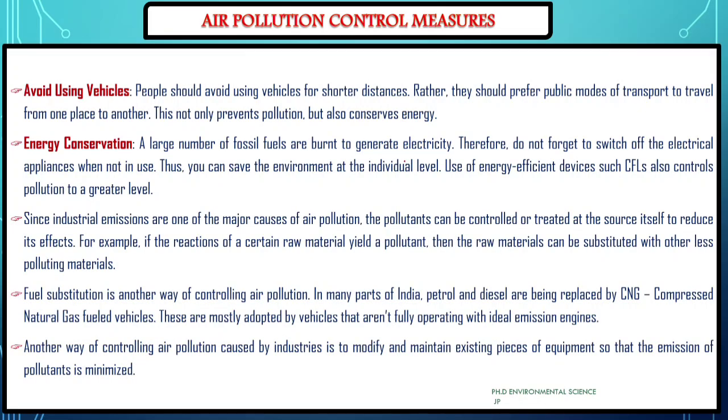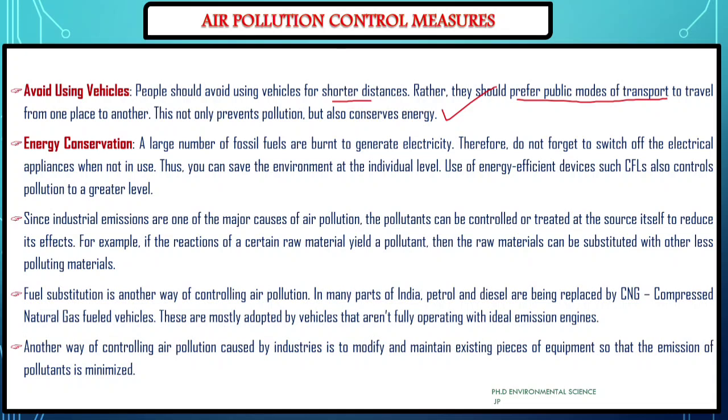Air pollution control measures. Now, what measures can you take in order to control air pollution? So, first is avoid using vehicles. For shorter trips, consider walking, cycling, or using public transportation. This reduces the number of vehicles on the road, which in turn lowers emissions of harmful pollutants. Then utilizing public transport like buses, trains, or carpooling can significantly decrease the number of individual vehicles, thus reducing overall emission and conserving energy resources.